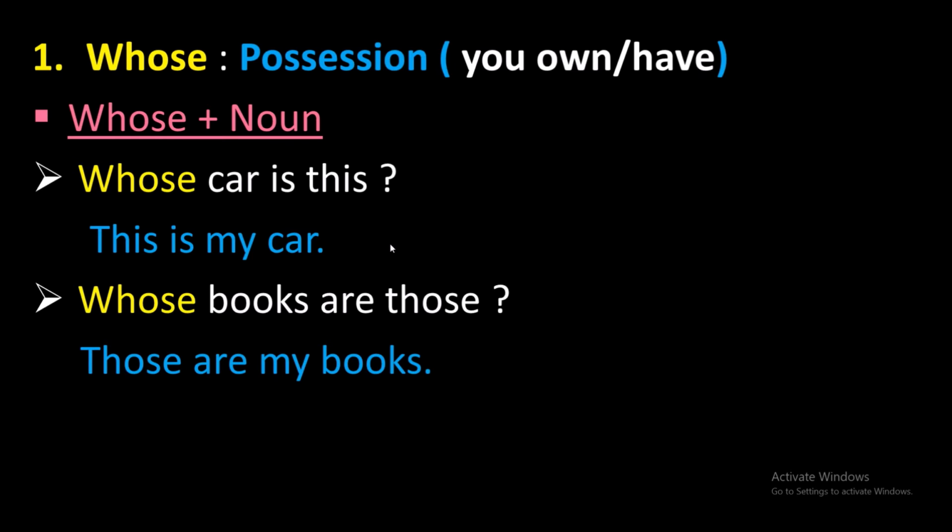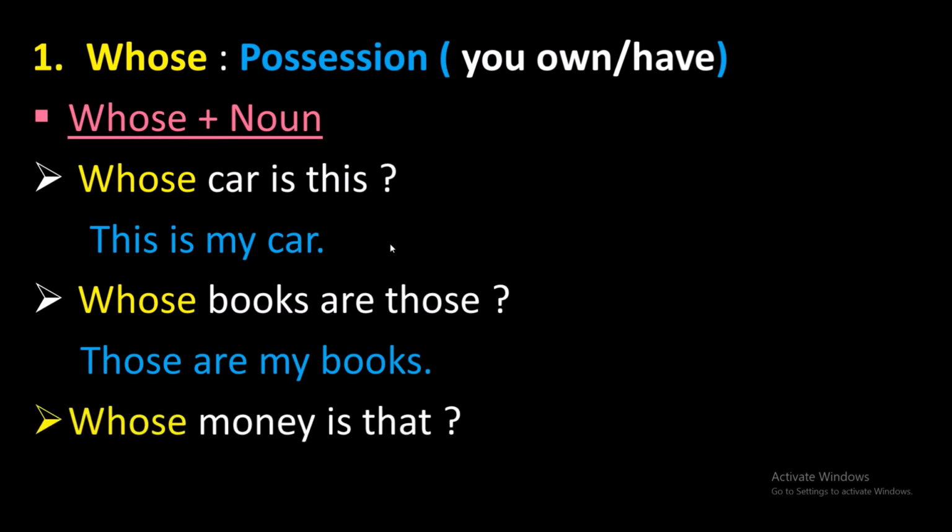And one more example. Whose money is that? You see the money on the floor and you pick it up and you want to find out the owner of the money, who owns this money. So you will ask, whose money is that? And that is my money. So again, we use whose for possession, something that you have or something that you own, to ask about the information of possession. Let's move to number two.